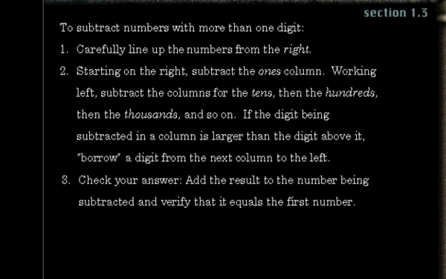To subtract numbers with more than one digit: 1. Carefully line up the numbers from the right. 2. Starting on the right, subtract the ones column. Working left, subtract the columns for the tens, then the hundreds, then the thousands, and so on. If the digit being subtracted in a column is larger than the digit above it, borrow a digit from the next column to the left. 3. Check your answer. Add the result to the number being subtracted and verify that it equals the first number.